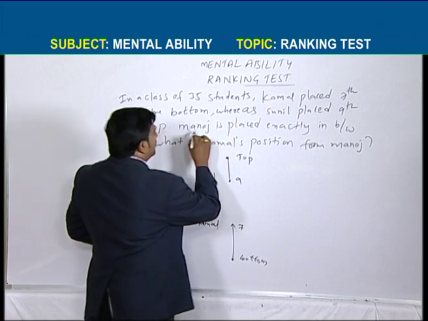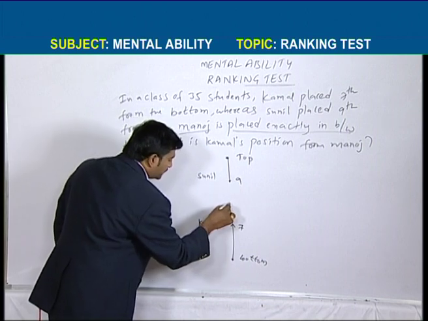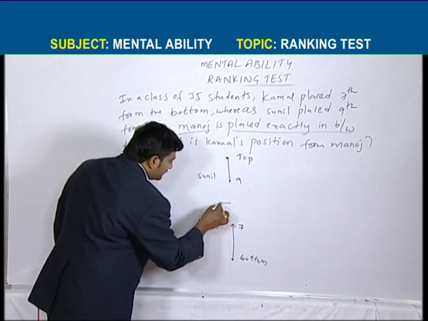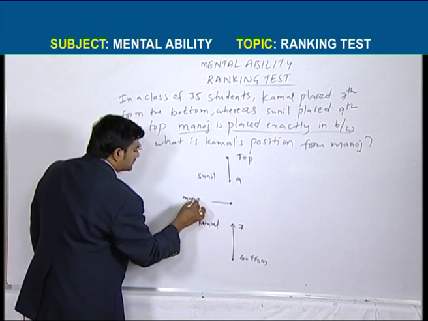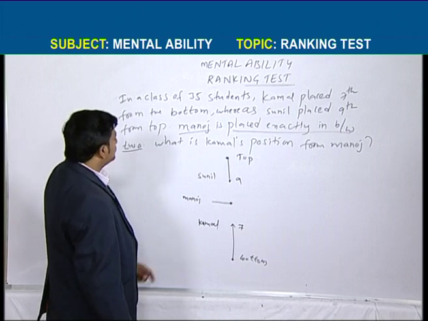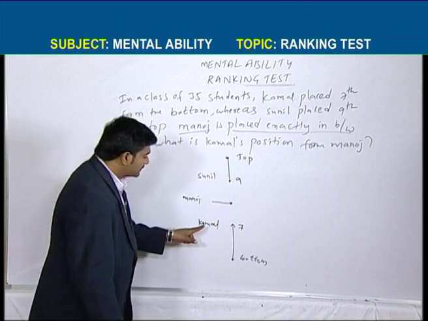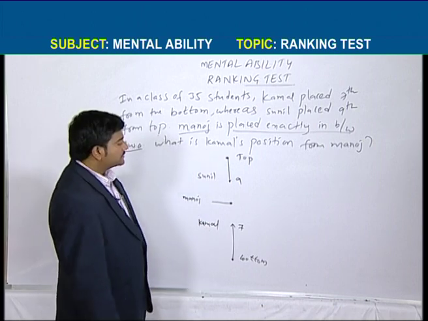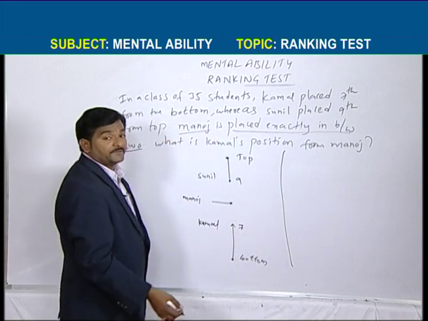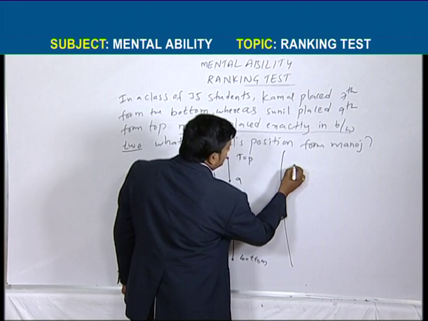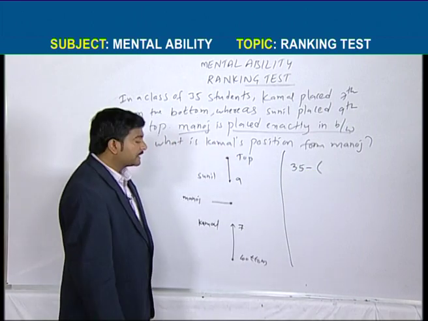Observe here. Manoj is placed exactly in between the two. So exactly in between the two, Manoj is placed in that position. What did I ask you to find? What is Kamal's position from Manoj? We have to find Kamal's position from Manoj. Now we will discuss one thing here. Total how many are there? 35 students.